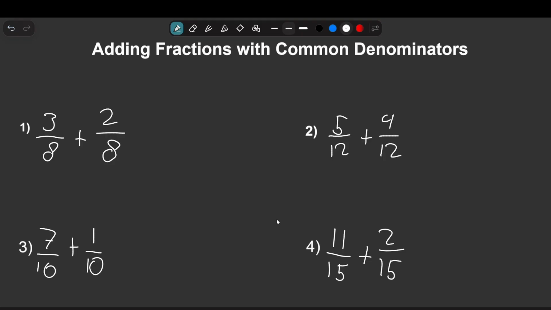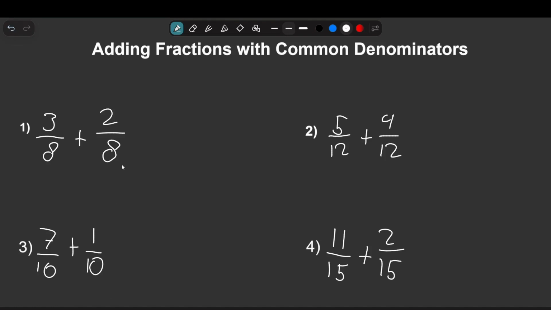fractions with common denominators. So we're going to take 4 steps in order to do this. We're going to check our denominators, and I'll tell you why here in a second. We're going to add our numerators, keep our denominator the same, and then simplify if needed. We're going to go through 4 examples together to get this done. So let's jump right into number 1, where we have 3/8 plus 2/8.